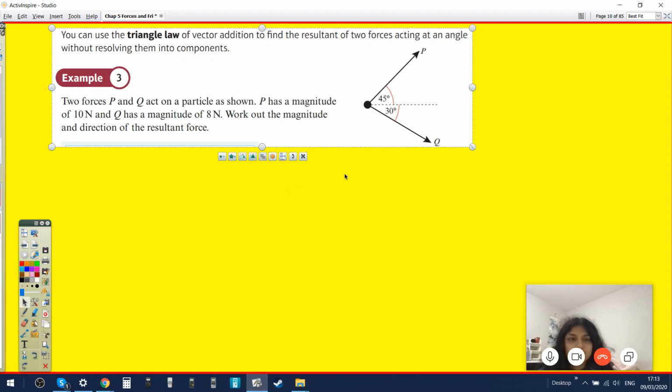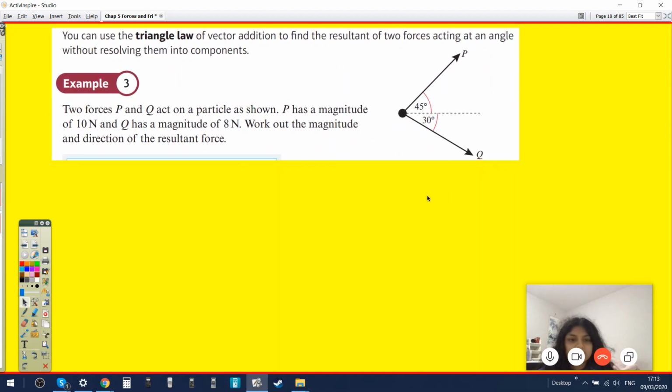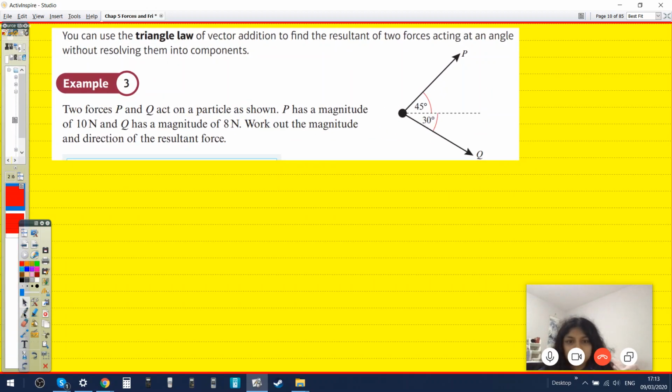Okay. How about this one? Wouldn't the magnitude just be the square root of 10 squared plus 8 squared? P is 10. You're assuming that it's a right angle in between them. It's 75 degrees. Oh, is that only when there's a right angle? Yeah. Oh, I don't know how to do that then. So you just resolve it.